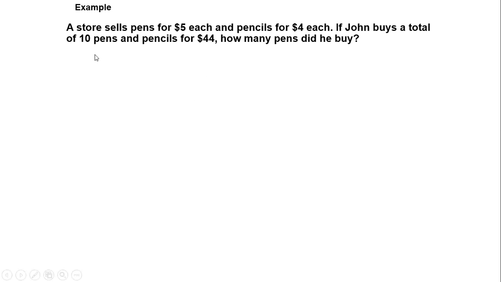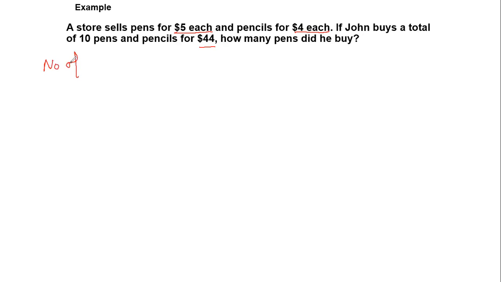So let's see this example. It says a store sells pens for $5 each and pencils for $4 each. So I know the cost of pens and I know the cost of each pencil. If John buys a total of 10 pens and pencils for $44, so I know the total cost. How many pens did he buy? So let's assign some variables.